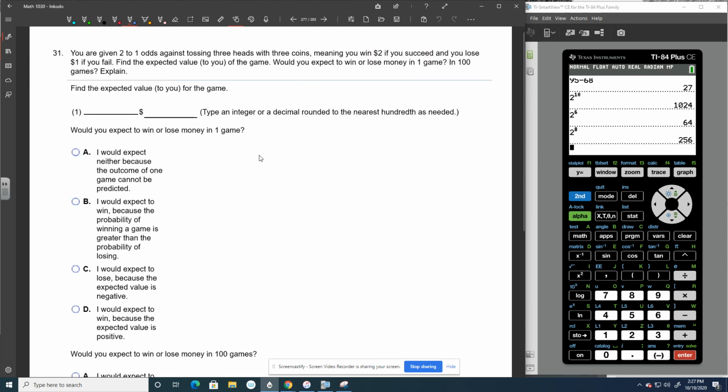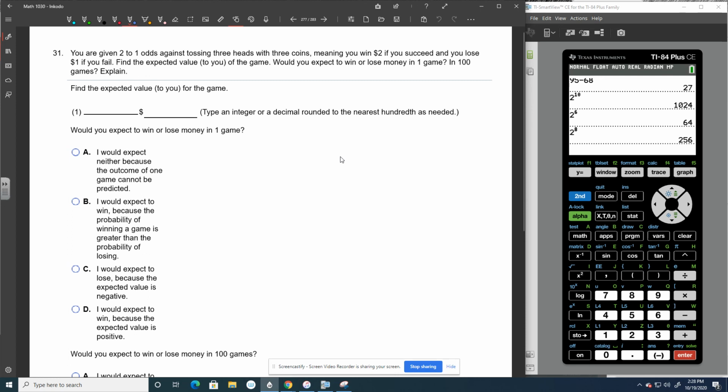Okay, 31. You are given 2-to-1 odds against tossing 3 heads with 3 coins, meaning that you win $2 if you succeed and you lose $1 if you fail. Find the expected value of the game. Okay, so we're looking at tossing 3 heads with 3 coins. So first of all, what are the chances that happens?